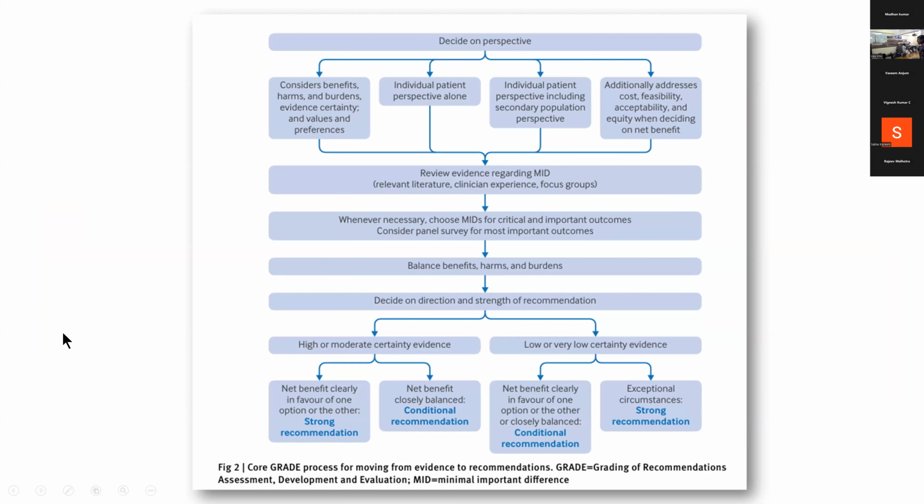If you look at the CO-GRADE, what they tell you to do is, you first have to decide on the perspective. From whose point of view are you doing this? If you look at the individual patient perspective alone, then you look at the benefits, harms, burdens, and values and preferences. If you're looking at the population perspective, you might have to look at the cost and feasibility also. Then the next most important step is to get your MID right. Once you get your MID for all your critical and important outcomes, only then you start your trade-offs, which we will come to later.